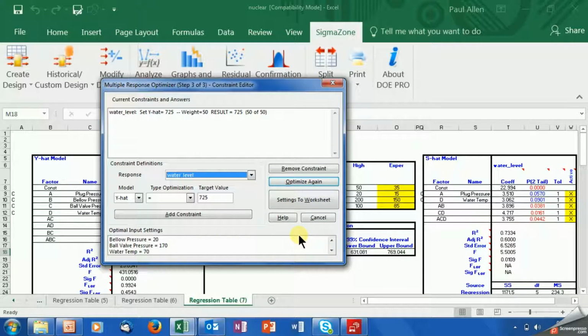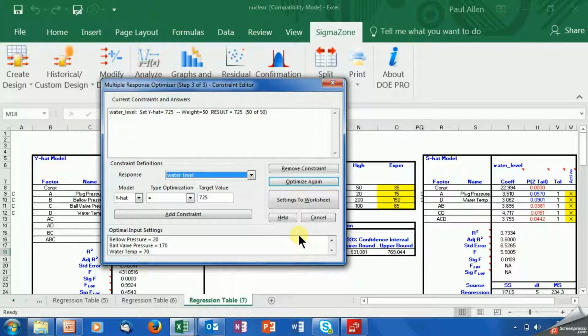Now, if for some reason you don't like that, you can press go, you can press optimize again, and it'll come up with a different set of values. Press optimize again, it'll come up with a different set of values. The computer is just a big calculator at this point. It's just trying to resolve the equation to 725, and it just has several different ways of doing it. If one of the choices it gives you is too expensive, you could always ask it to optimize again.